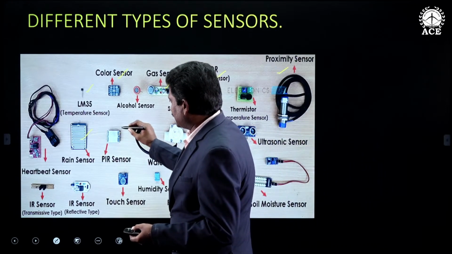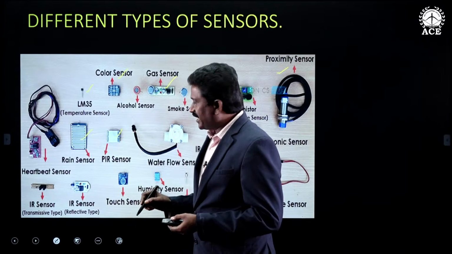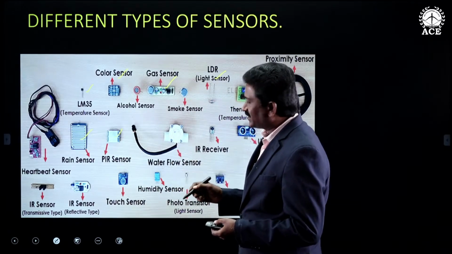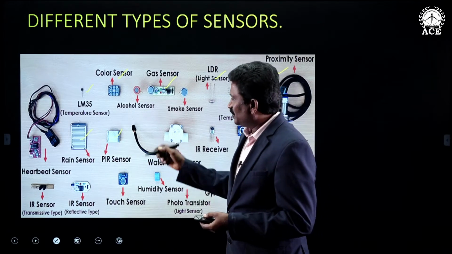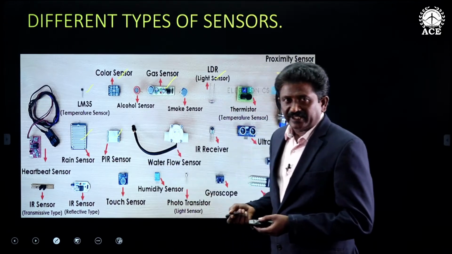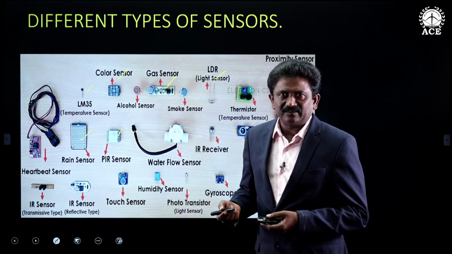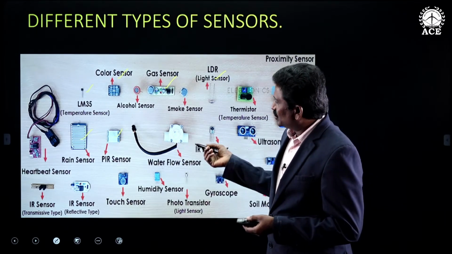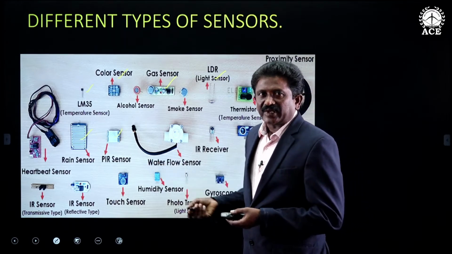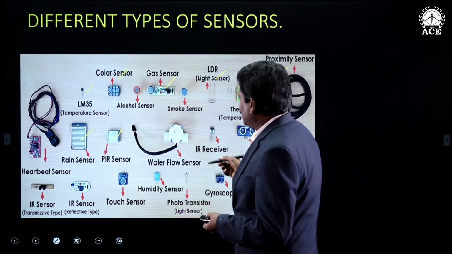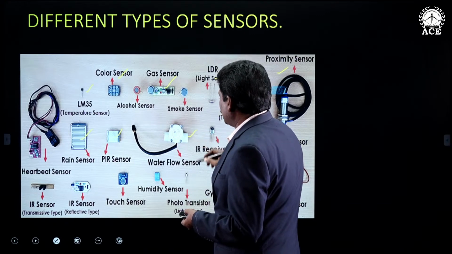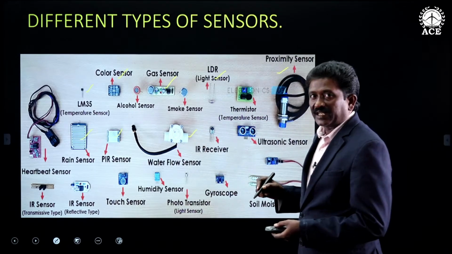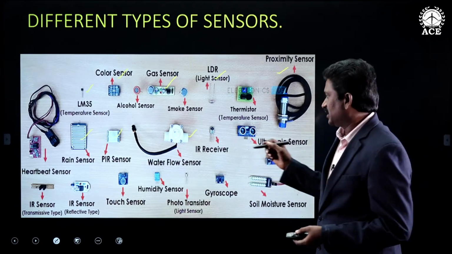Next, the PIR sensor. Actually PIR stands for passive infrared sensor. Using the PIR sensor, you can identify movement of objects. For example, human detection. With the help of the PIR sensor, you are able to catch movement of a human. So next, water flow sensor. Using the water flow sensor, we are able to calculate the speed of the water.